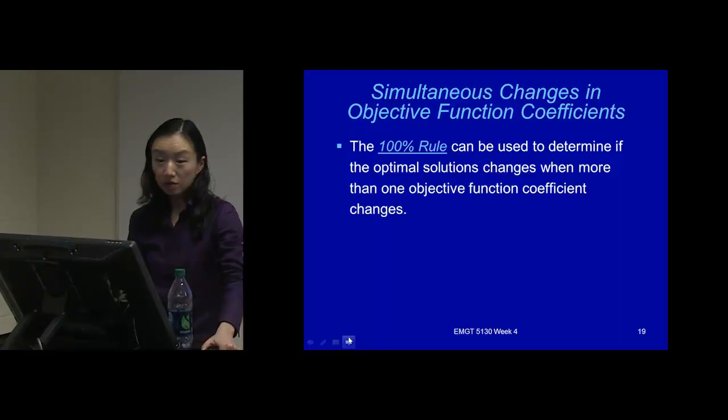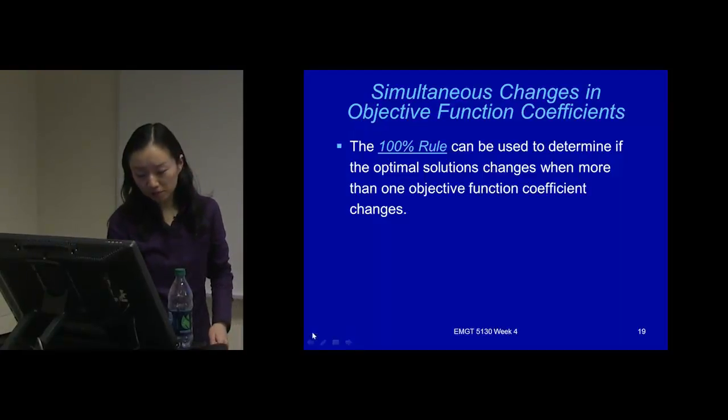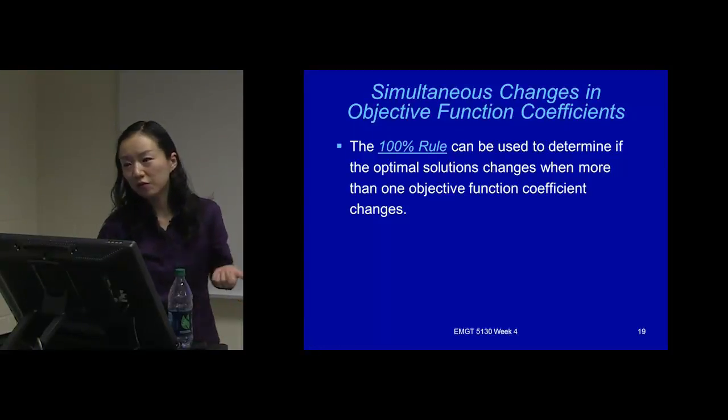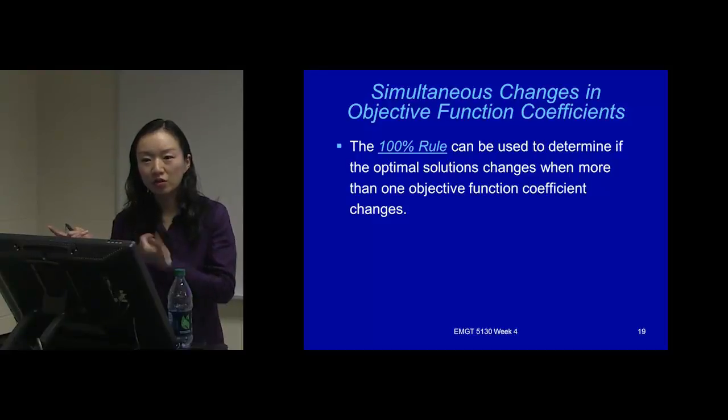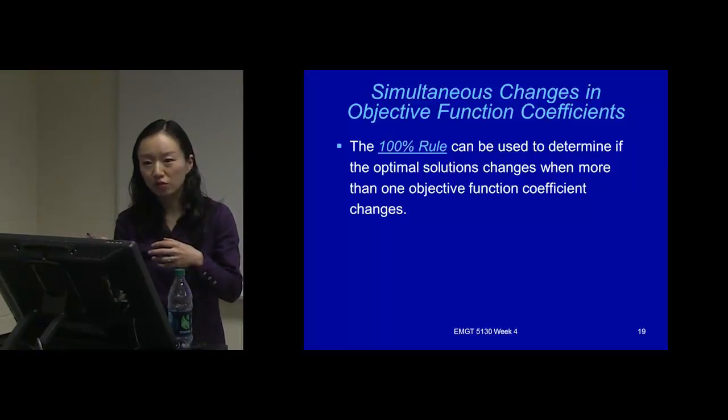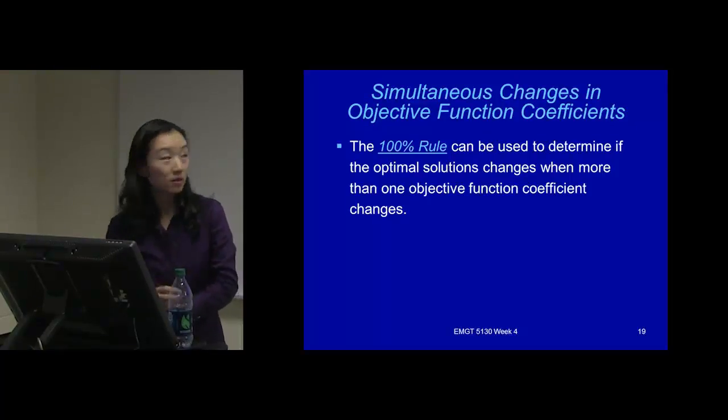Okay, and what we talked about earlier is only for one change in the coefficient. Okay, like for the 350 and the 300, only one of them changes, and the allowable increase or decrease only applies to just one change, and the other remains the same. Okay, because think about that, if you change both, then you may not know what happened to the slope. Okay, but there is a 100% rule to use if you want to determine whether the optimal solution will change when you change coefficients simultaneously.